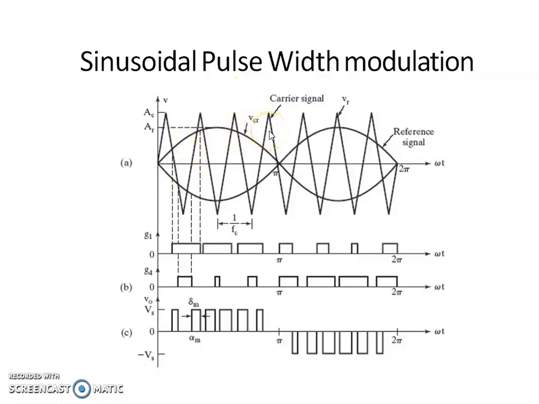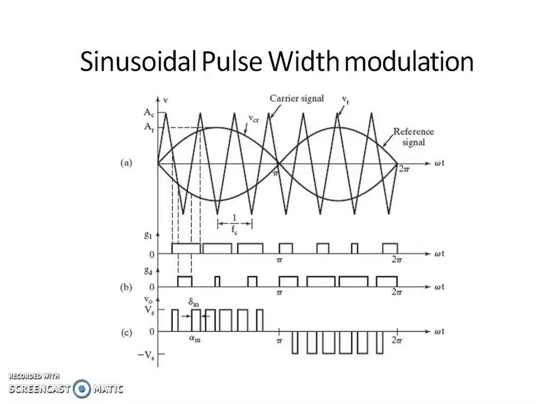In single pulse width modulation, a single pulse per half cycle is produced to control the switches, but in multiple pulse width modulation, multiple pulses are produced per half cycle, and these control signals are used to control the switches present in the inverter.